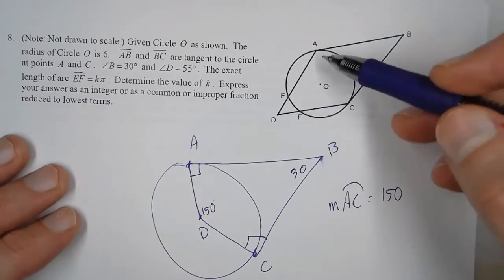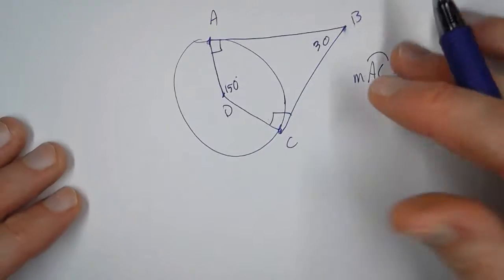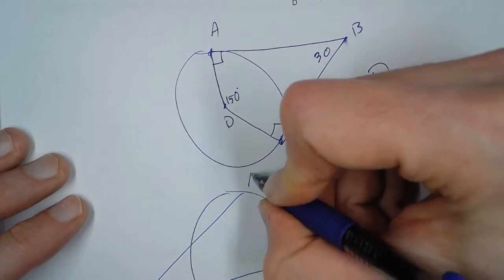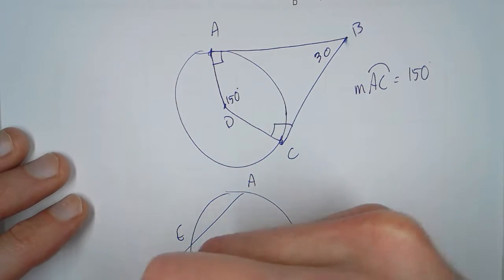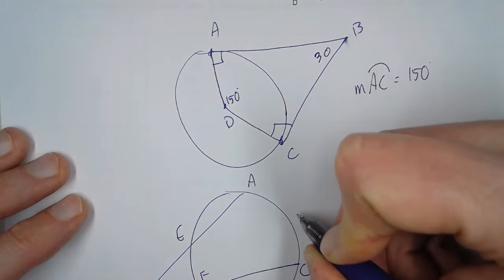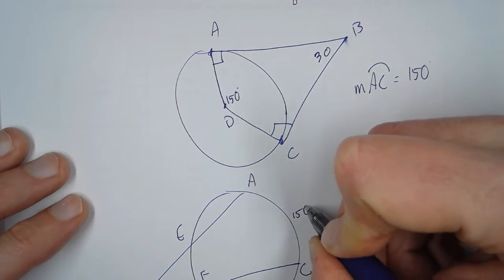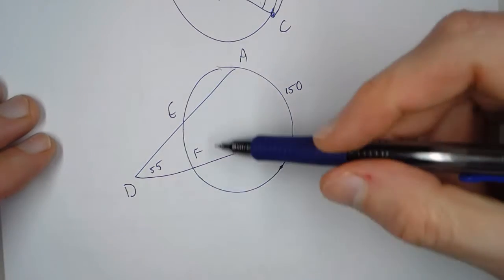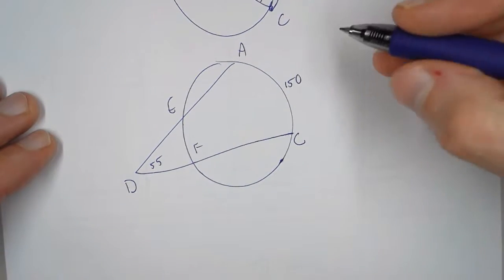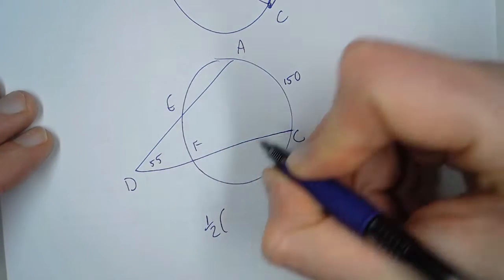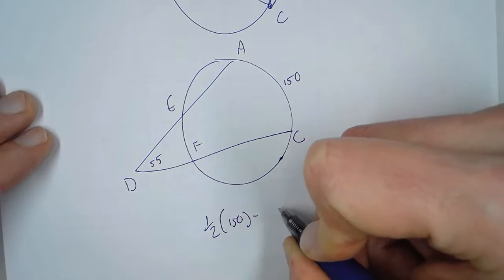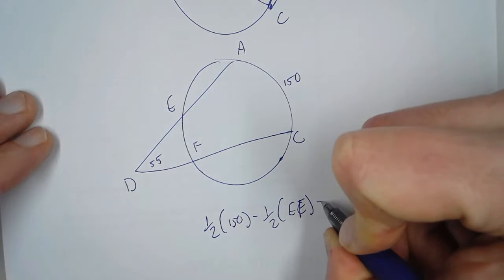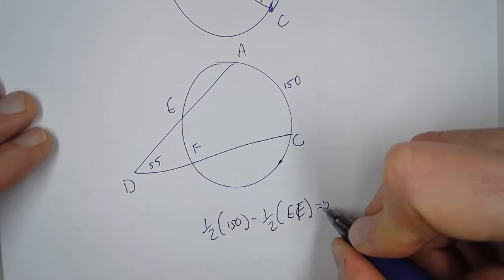All right, now the second part involves these two secant lines down here. So we have A, E, D, F, C, and this is 150, and this angle's 55. So when we have an exterior angle like this, the way it works is we take 1/2 the measure of this arc, which is 150, minus 1/2 the measure of this arc, which is EF, and that equals 55.